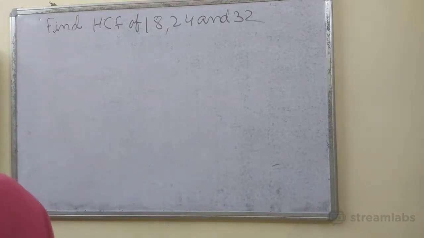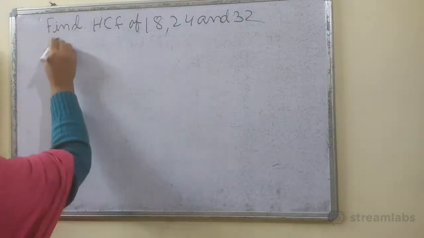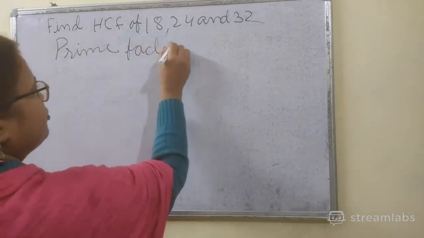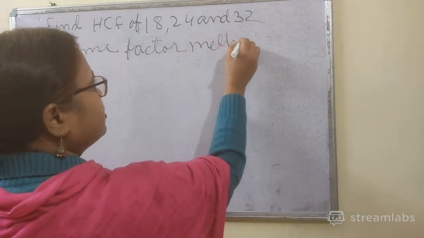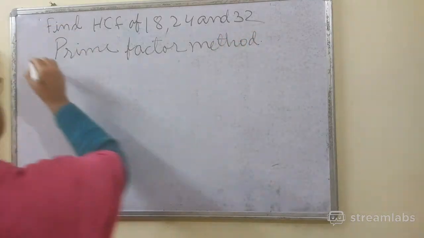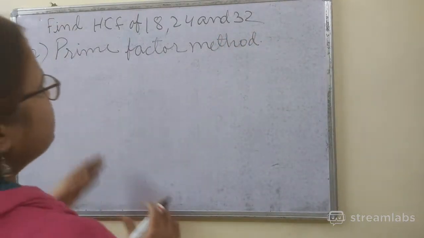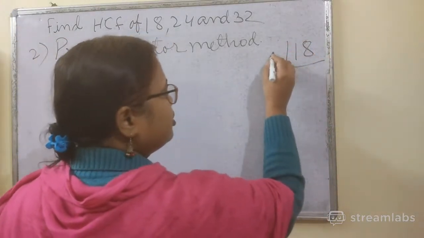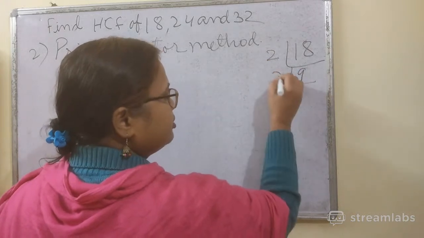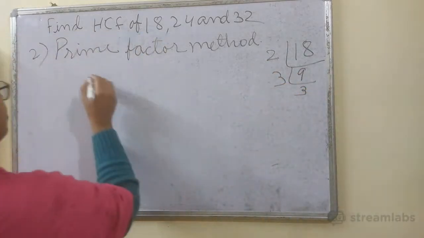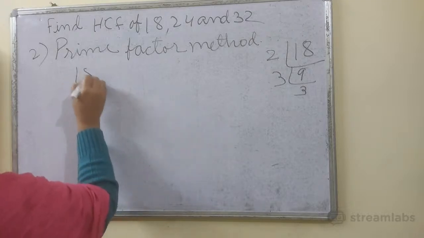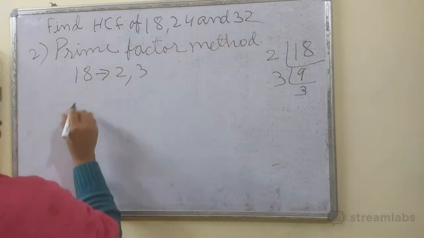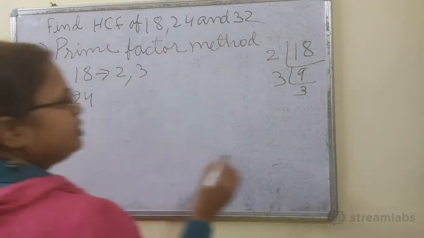Next is the prime factor method. This is the second method. In this we find out all the prime numbers. So find out the prime numbers of 18. 2 9s are 18, 3 3s are 9. So which are the prime numbers here of 18? Only 2 and 3. Then 24. Find out of 24.